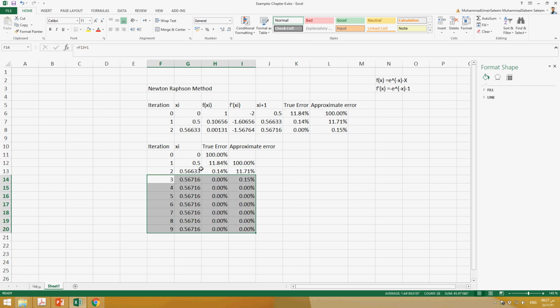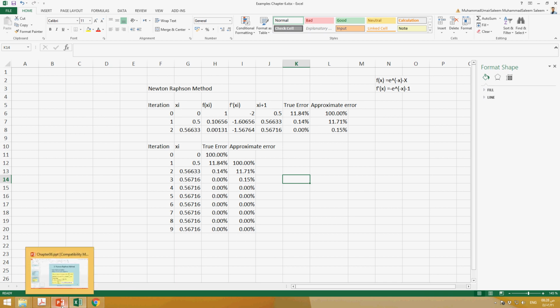You can see it has converged in the second or third trial here, and the values are pretty close, like the approximate error and the true error, and the value of the root is the same as we received. So this is a very short demonstration of how you can split your question into different parts and use it for the solution. This is the same technique for the Newton Raphson and for the other methods that we will use.